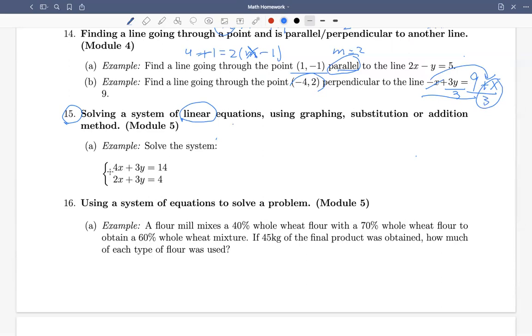So here we have one equation. A linear equation always represents a straight line. So this represents a straight line, and this represents a straight line. If the system has a solution, that means those two lines intersect. These two lines intersect at one point.